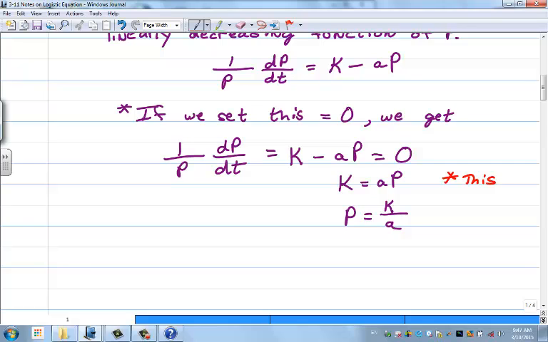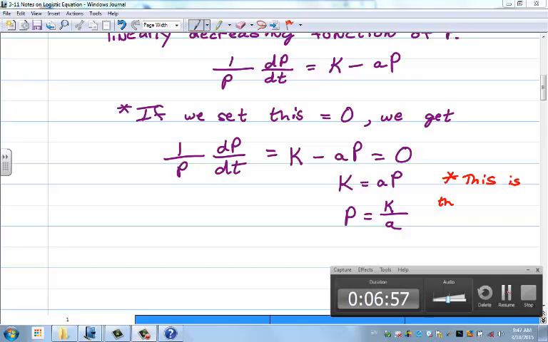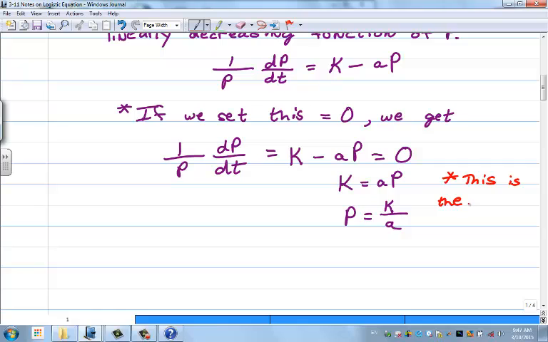And I'm going to have to pause, I guess. Okay, so this is the limiting value of the population. Mary's going to start crying now because everything that possibly could go wrong has gone wrong today.